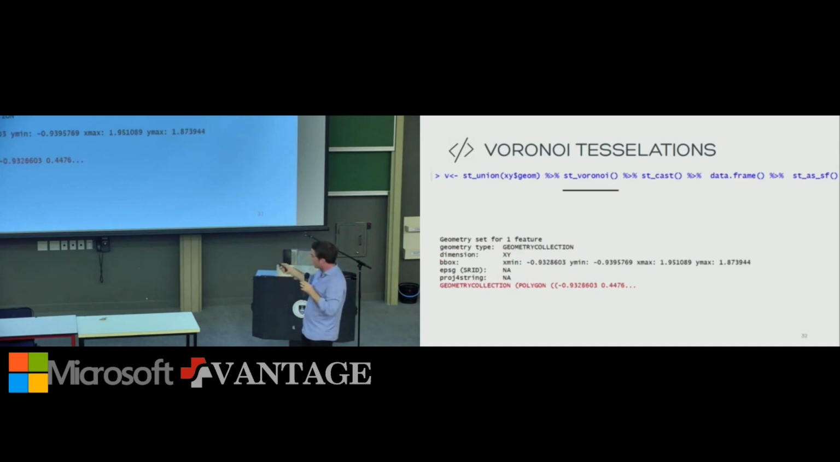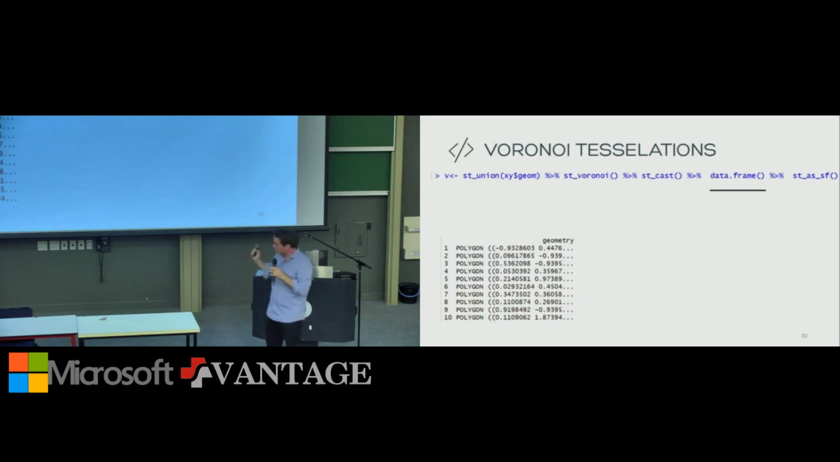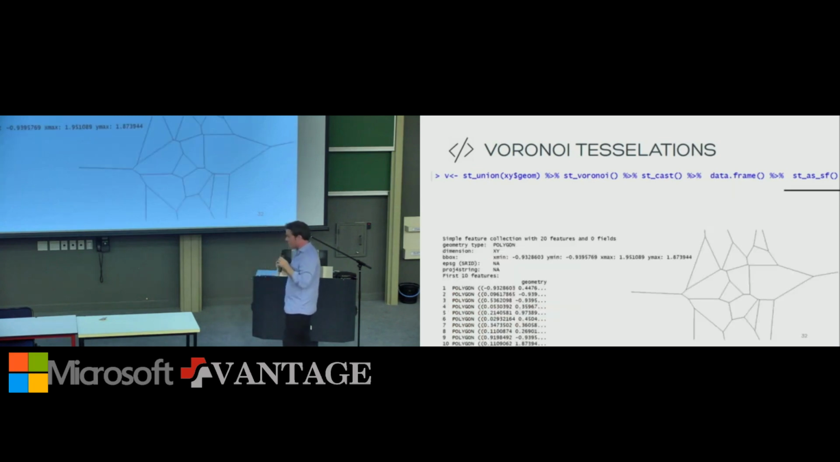You take that, apply a Voronoi algorithm to it, also comes free out of the sf package, and you get this geometry collection, that ugly thing I warned you about earlier. But don't worry, they've got a function to effectively strip that away, give you a set of polygons. You can coerce that into a data frame, and then from there coerce it back into a spatial data frame. And we end up with this very pretty picture, right?